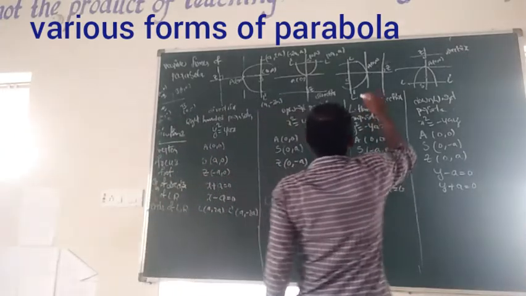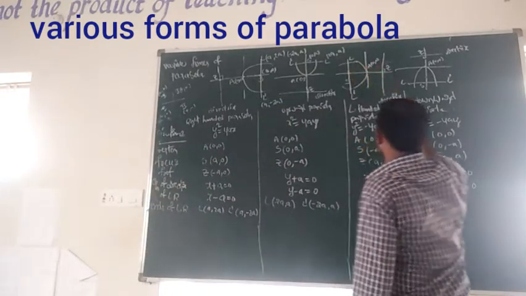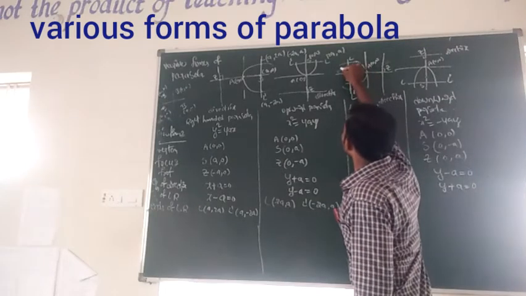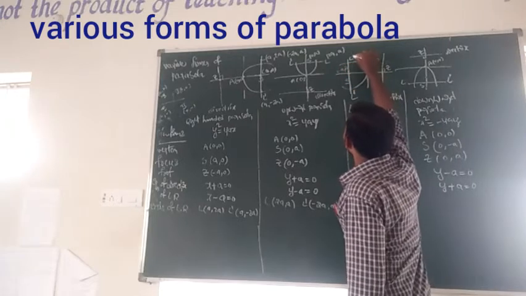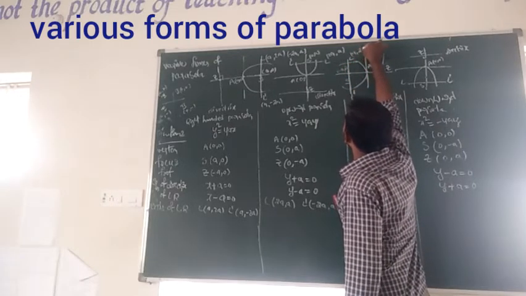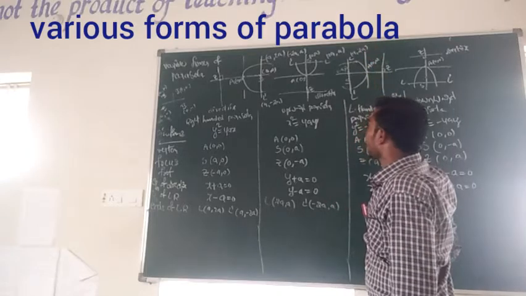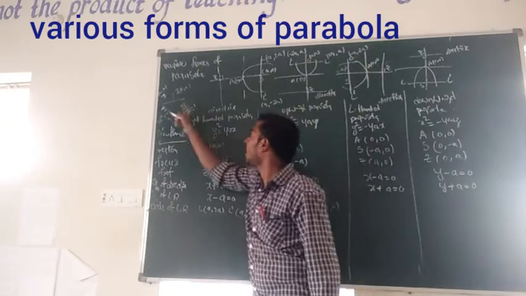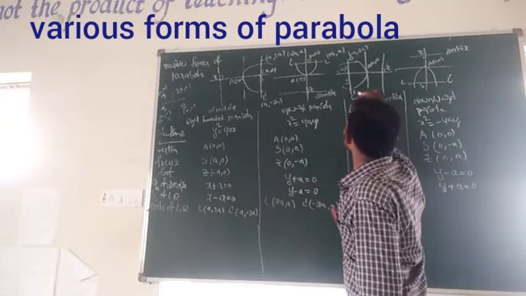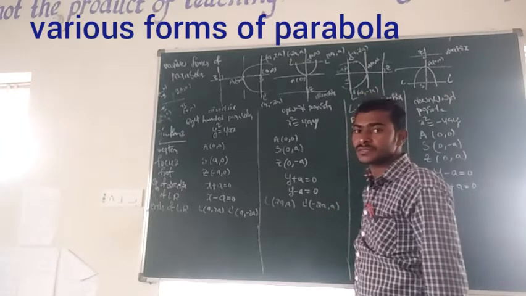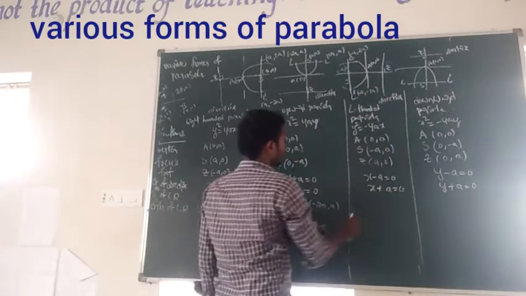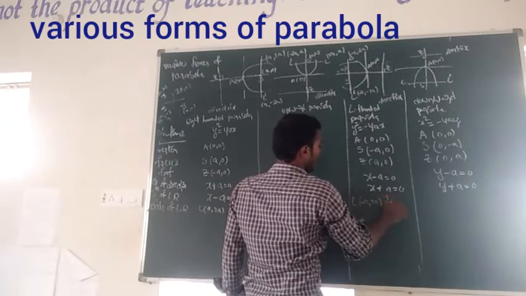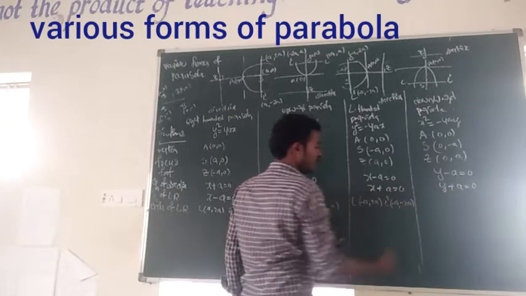In a similar process, here the focus is minus a comma 0, and the end is a comma 2a. In the second coordinate the y value is negative, and in the third coordinate both are negative, so this is minus a comma minus 2a. So here L is (minus a, 2a) and L dash is (minus a, minus 2a).